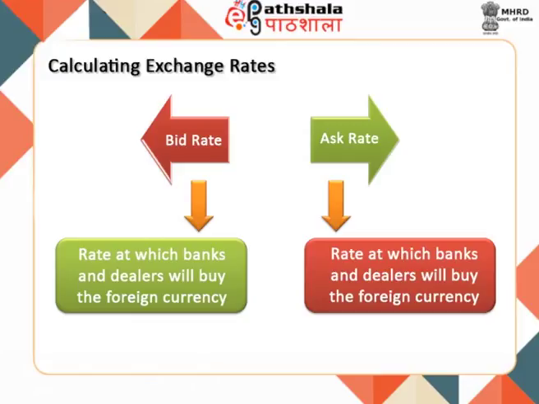Example: a dealer quotes direct quote for USD in India as rupees 52 per dollar as bid rate and rupees 54 per dollar as ask rate. That is, if a person has a dollar and wants to convert it into Indian rupee, he gets rupees 52 for $1 that he sells to the dealer, and if a person wants to buy US dollar, he has to pay the dealer rupees 54 for 1 USD.